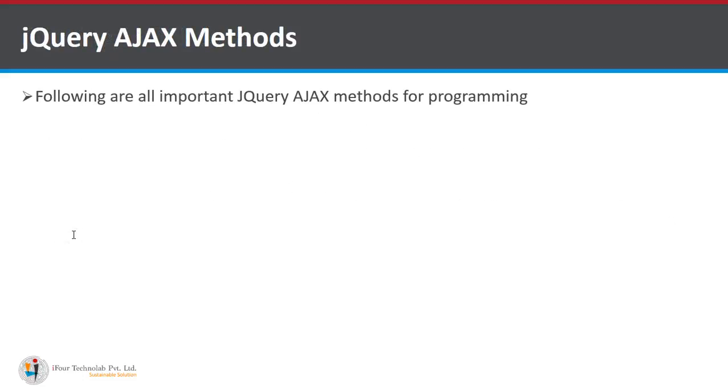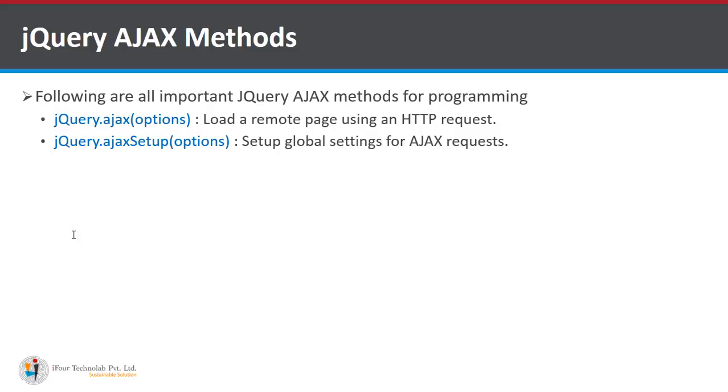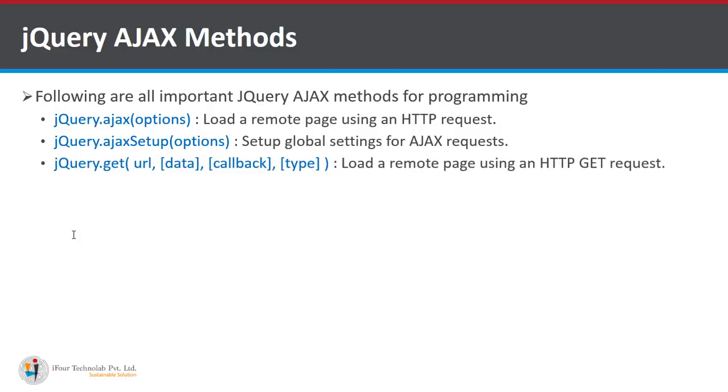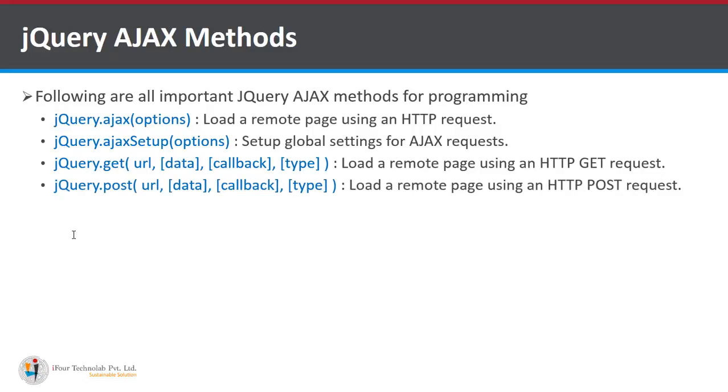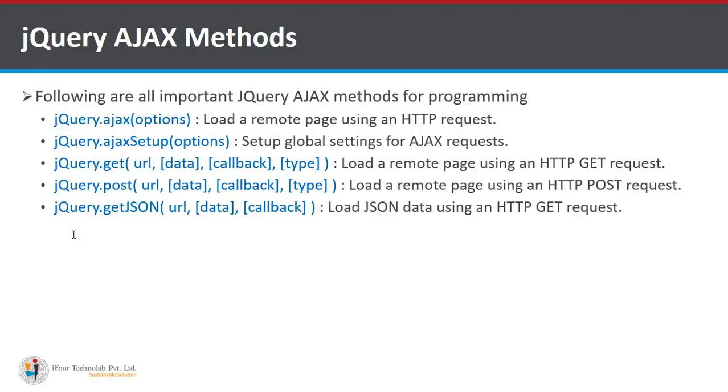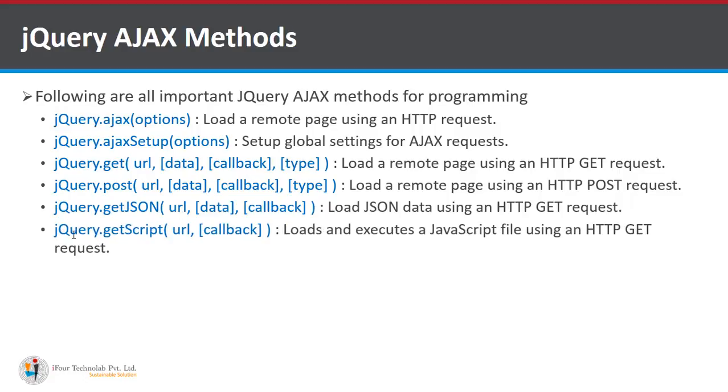jQuery AJAX methods. Following are all the important jQuery AJAX methods for programming. jQuery.ajax with options loads a remote page using an HTTP request. jQuery.ajaxSetup sets up a global setting for AJAX requests. jQuery.get, with parameters URL, data, callback, and type, loads a remote page using an HTTP GET request. jQuery.post, with URL, data, callback, and type as parameters, loads a remote page using an HTTP POST request. jQuery.getJSON, with URL, data, and callback as parameters, loads JSON data using an HTTP GET request. jQuery.getScript, with URL and callback as parameters, loads and executes a JavaScript file using an HTTP GET request.